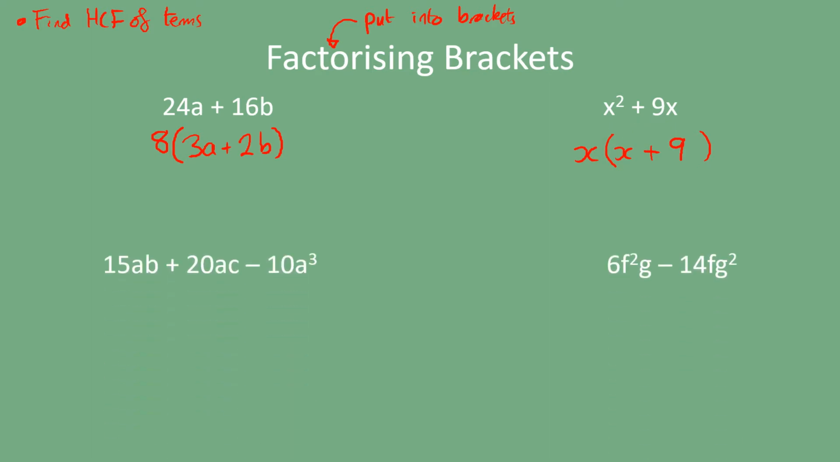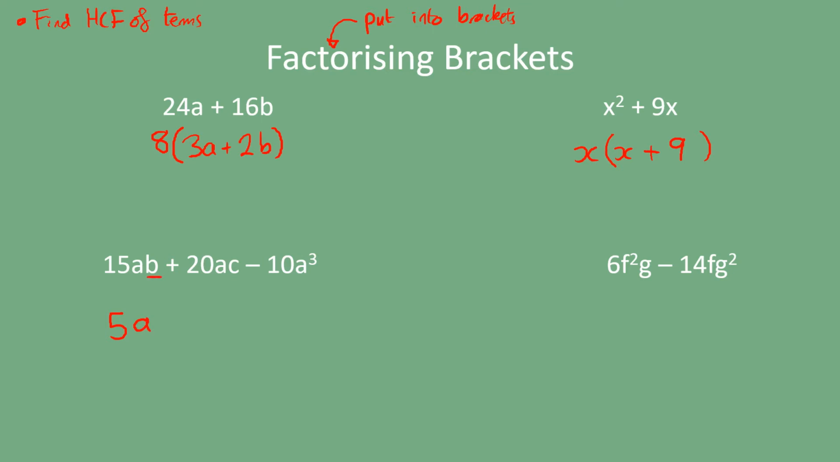Two more examples. In the third one here, we've got 3 terms. So whatever goes outside our bracket has to divide all 3. Now we got numbers first, so 15 and 20 and 10. We can divide 2 of those by 10, but not all of them. But we can divide them all by 5. So we're going to divide them by 5. Any letters they've got in common? Well, we've got an a, an a, an a cubed. So we can take a outside the bracket as well.